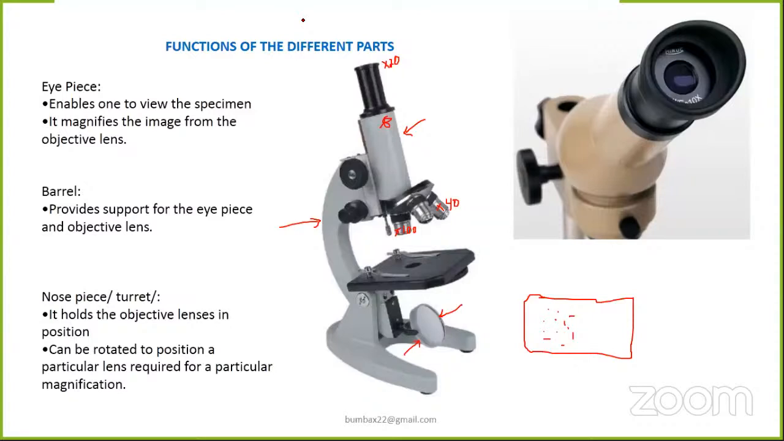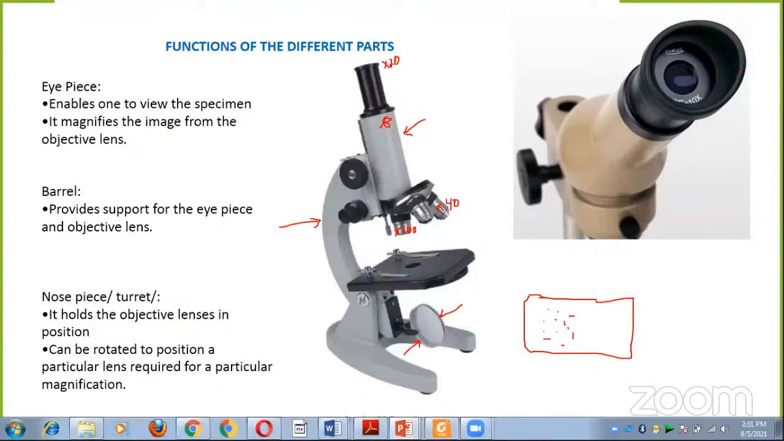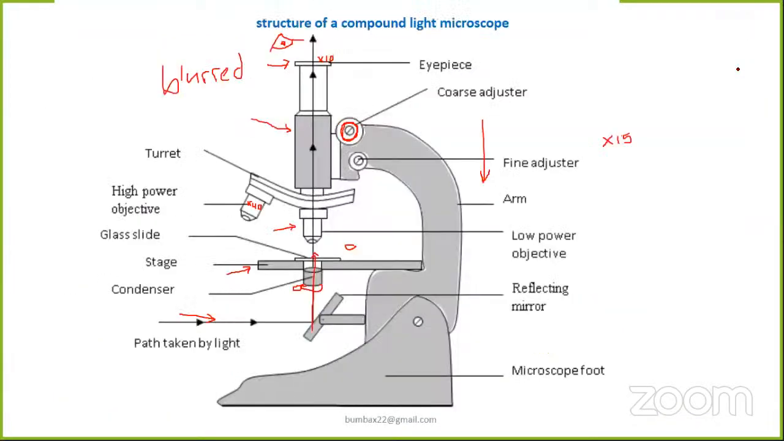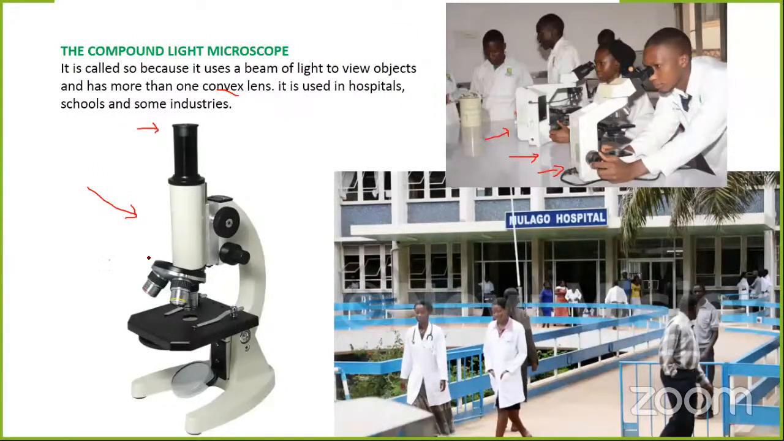And then Risa is saying, sir, please show us the turret. Okay, I'm going to talk about it. It's the one that turns. If I can show you, are you seeing this? This thing can turn. When you turn this the other side, this objective lens moves out of focus, and then this one comes next. When you again turn, this one comes like that. So at any one time, when you turn this turret, you want to use a specific objective lens. It is flexible and you can turn it.